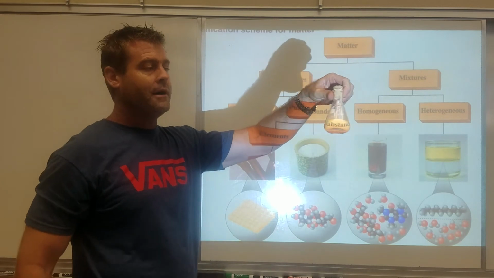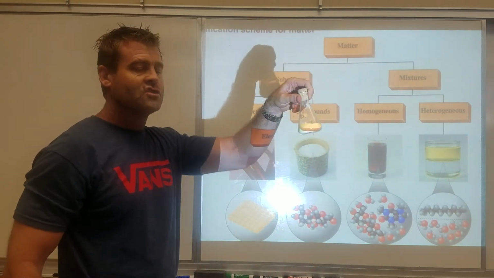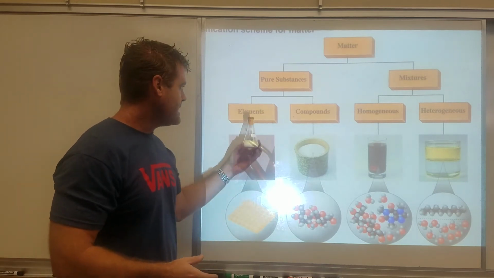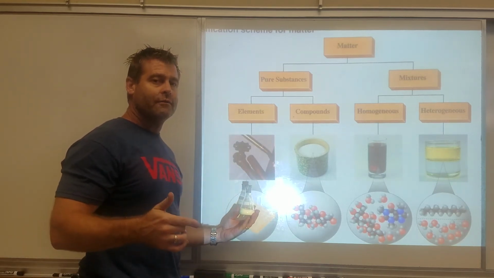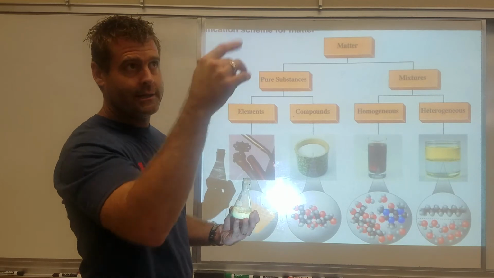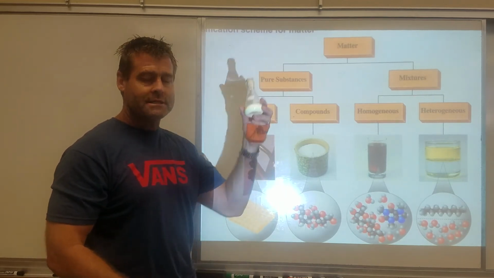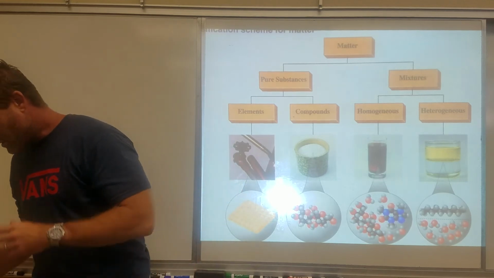Here's a flask full of sulfur. I'm only going to give you a few seconds. Sulfur is a pure element. You know how you would confirm that? If you look on a periodic table, I'm looking at the periodic table in my room, you'll see sulfur. It's number 16. This just has sulfur atoms. It's a pure element.